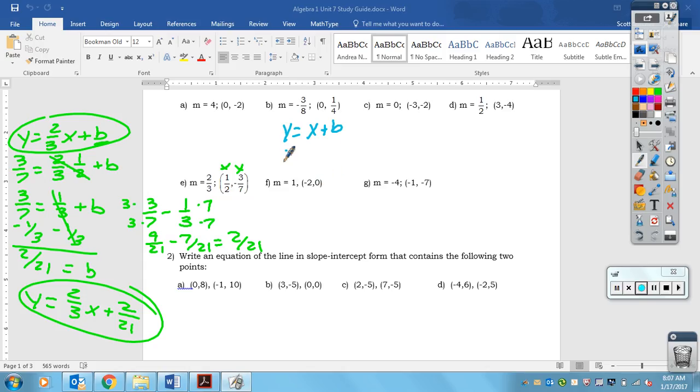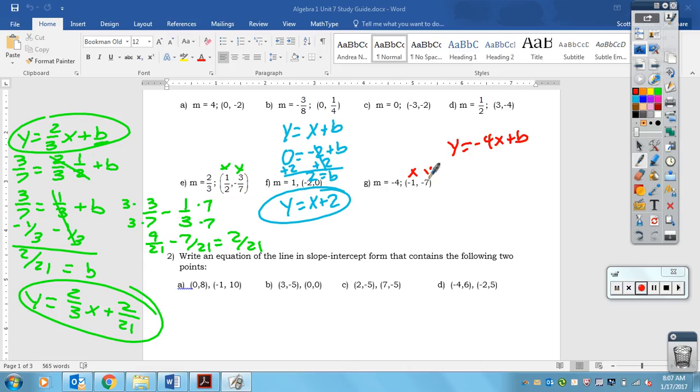The y is 0, x is -2, add 2 to both sides to solve. So b, it looks like it's 2, my equation is y equals x plus 2. And the last one, g, another nice and easy one, y equals -4x plus b.